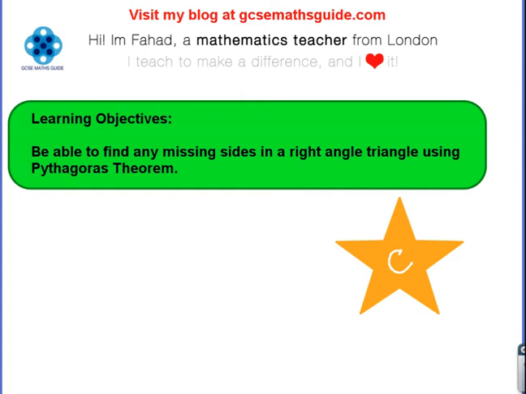Alright, now let's try to find any missing sides in a right angle triangle using Pythagoras theorem. So in my previous video we looked at finding the hypotenuse, which is the longest side. Now we're going to use the Pythagoras theorem to find any missing sides. Okay, so let's take a look.